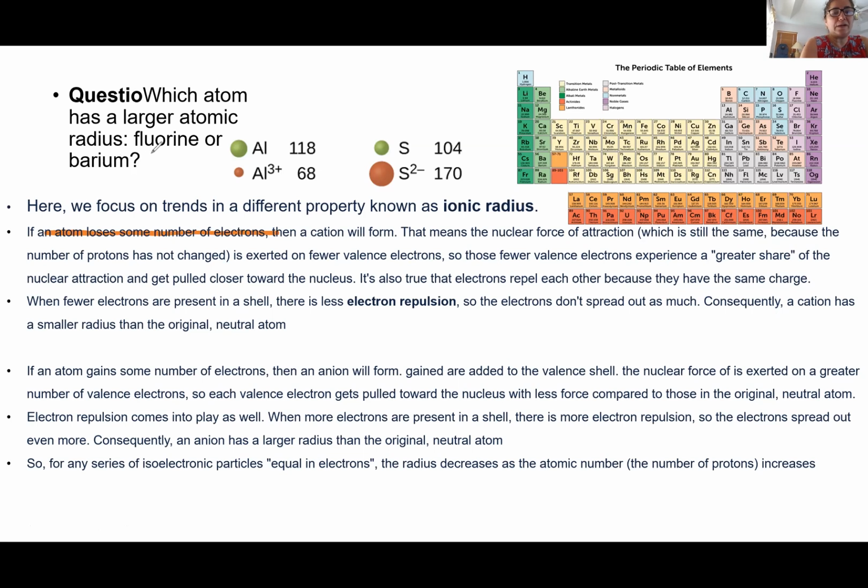Which one would have higher radius, fluorine or barium? In order to answer that question, you would go to the periodic table. You find the fluorine up here at the first energy level, and you find the barium on the 6th energy level. Compared to fluorine, barium would be higher. Very good.